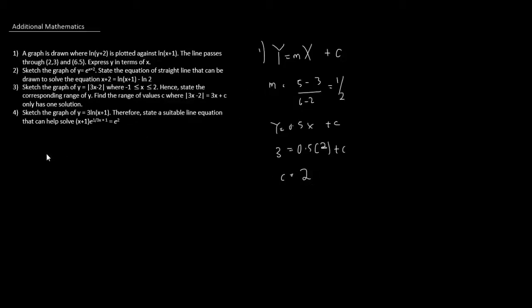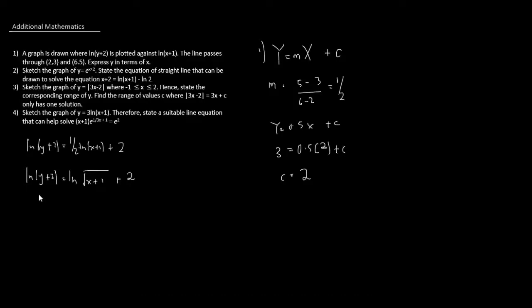With that, we can input the values, since we have already got m and c. So we have ln y plus 2 equals 1 over 2 ln x plus 1, plus 2. Notice if we apply the logarithmic law, we can bring this 1 over 2 to the power here, so we have ln square root x plus 1, because something to the power of 0.5 is the square root itself, and we have here plus 2.